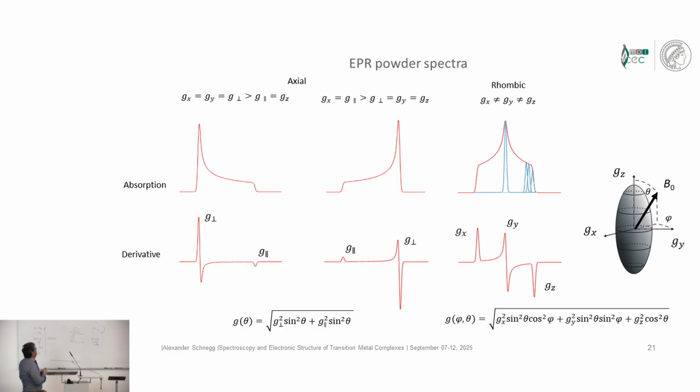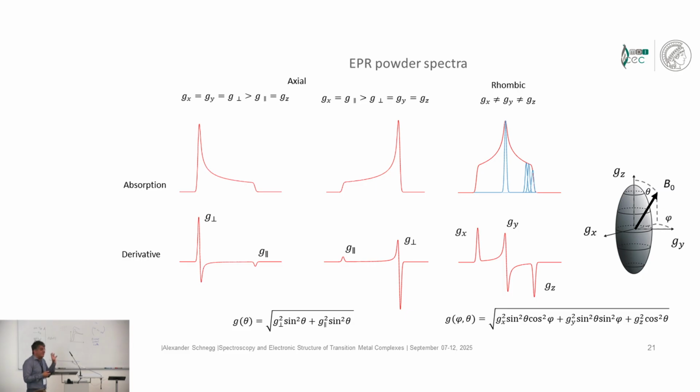There are a few paradigm cases. Oftentimes two g values are the same. These are called the axial cases, and the two values which are the same are called g perpendicular, and the one which is left is called g parallel. If g perpendicular is larger than g parallel, the spectrum looks like this, and this is the derivative, and this is the opposite case. If all three components are different, we get a rhombic pattern, and it looks like this.